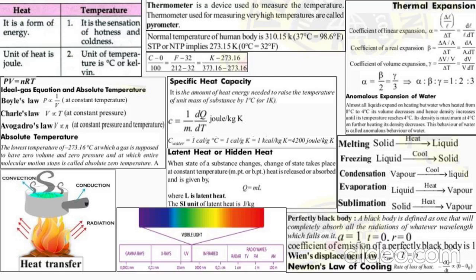Conduction. Direct contact, like a pan on a stove. Convection. Movement of fluids, like boiling water. And radiation. Can travel through space like the sun's warmth.